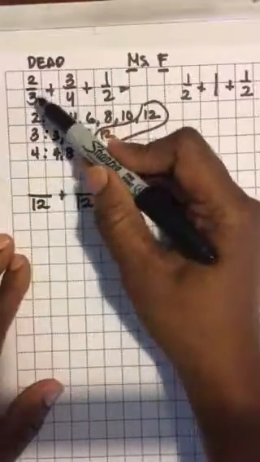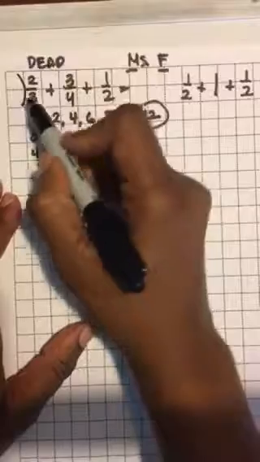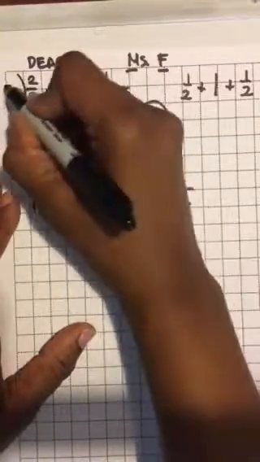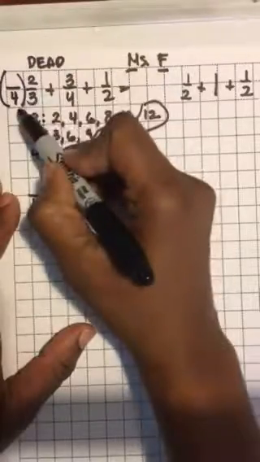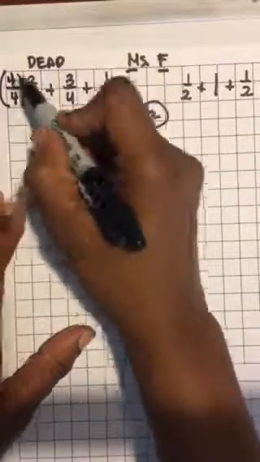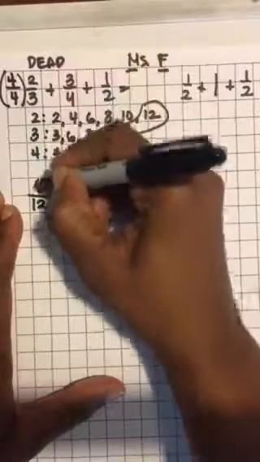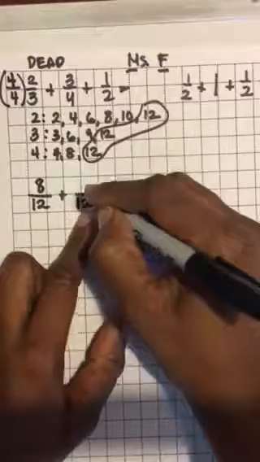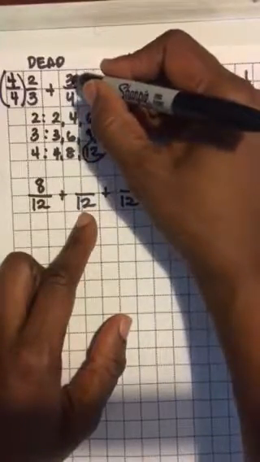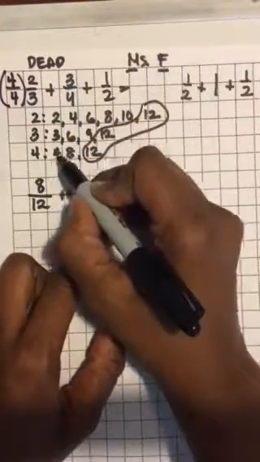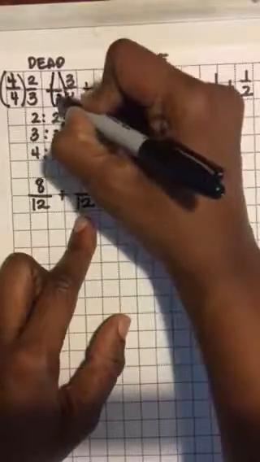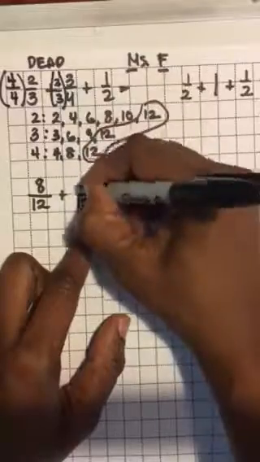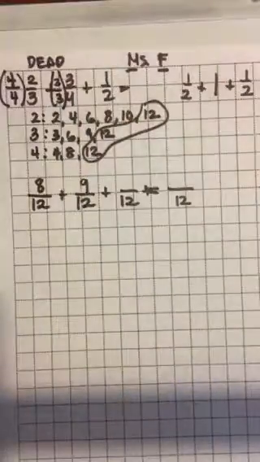All right, let's convert 2/3 into 12ths. What do I do to the denominator 3 to get it to 12? Times 1, 2, 3, 4. Whatever I do to the denominator, I must do to the numerator. 4 times 2 is 8, meaning 2/3 is equal to 8/12. 3/4 into 12ths. What do I do to 4 to get it to 12? 1, 2, 3 times 3. Whatever I do to the denominator, I have to do to the numerator. 3 times 3 is 9, so 3/4 equals 9/12.